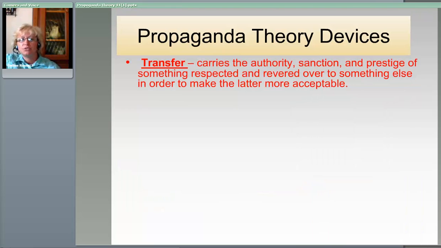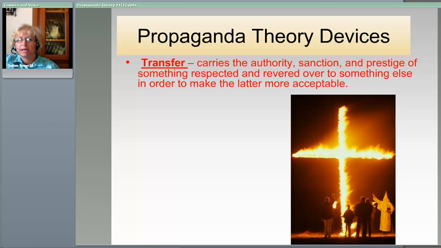Next, a transfer. Do you think of it like transferring money from one bank account to the other? A transfer carries the authority and sanction and prestige of something that is respected and revered over something else in order to make item number one more acceptable. Okay, so a transfer carries the authority and the sanction and the prestige of something respected and revered over another item in order to make the latter more acceptable. I'll give you an example here.